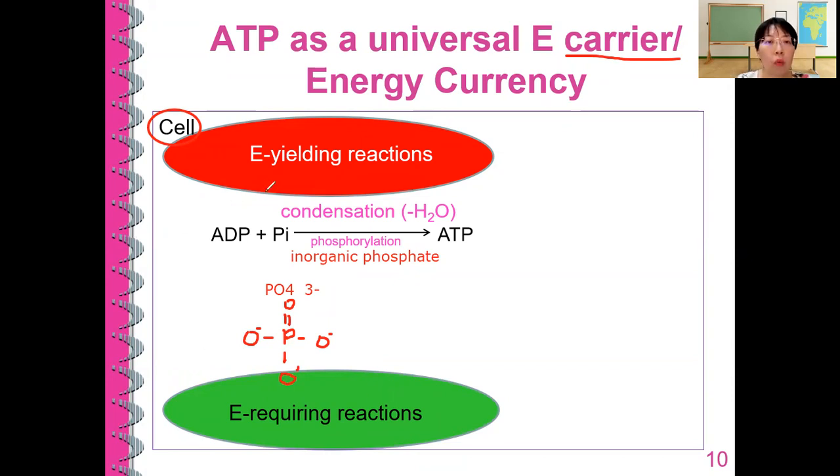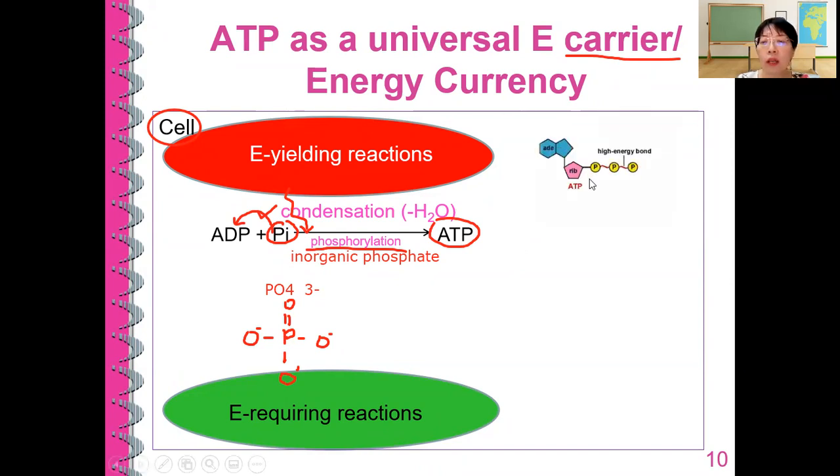Okay, so when there's enough energy being released from the energy yielding reaction, then this condensation process can happen, whereby phosphate is added to the ADP. So that's why this process is called phosphorylation. That means we are trying to add phosphate to ADP. So we are phosphorylating ADP. So therefore, the product formed is the ATP. Okay, so this is how ATP is synthesized.